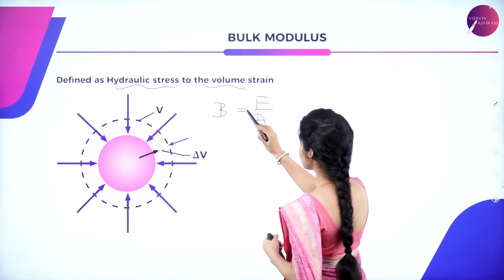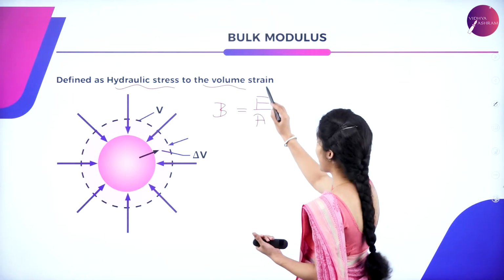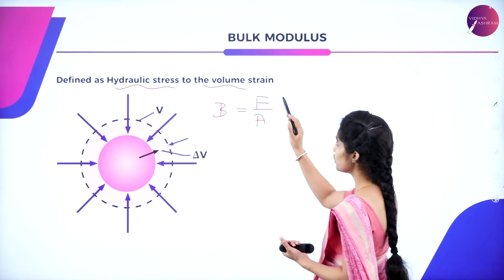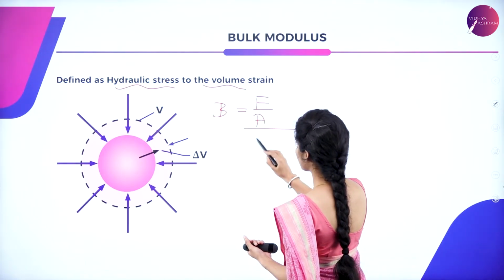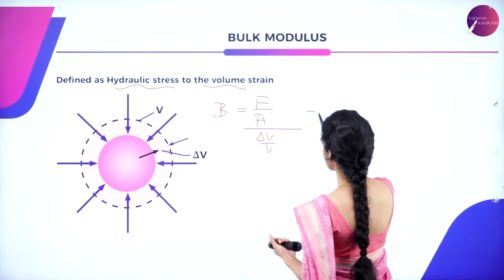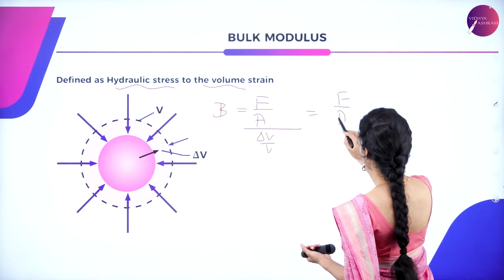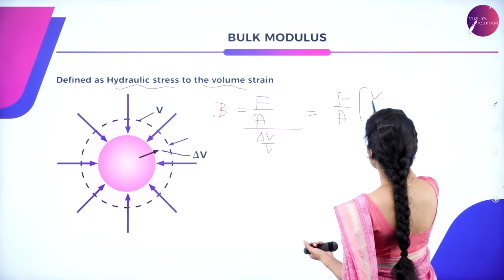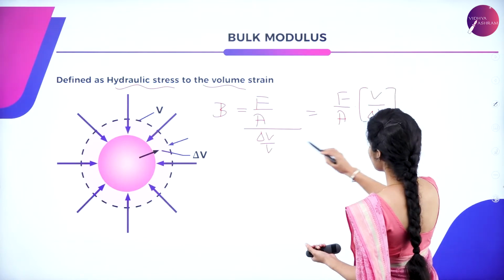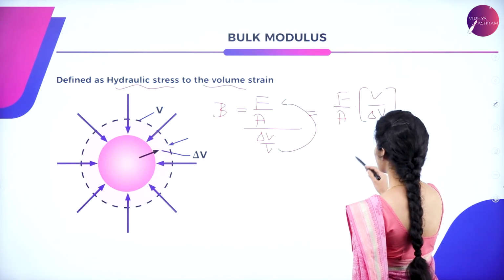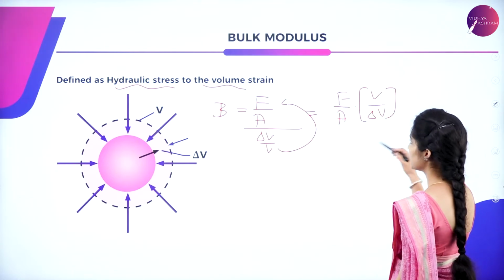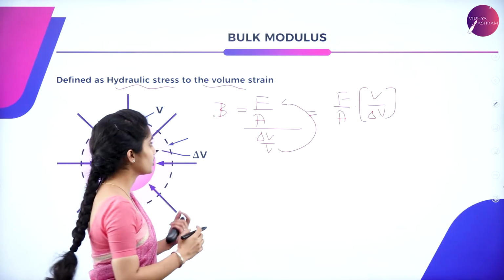So bulk modulus is defined as the ratio of the stress to the volume strain. The volume strain is delta V by V, so it can be written as F by A into V by delta V. This V goes upwards towards the numerator. So we have this equation. Here, what happens to the volume?